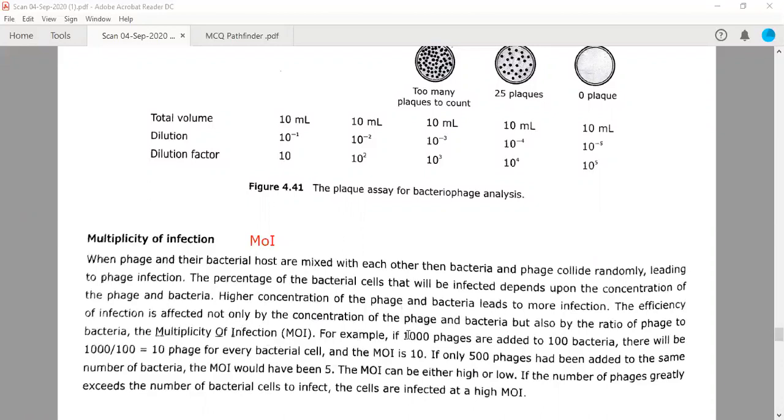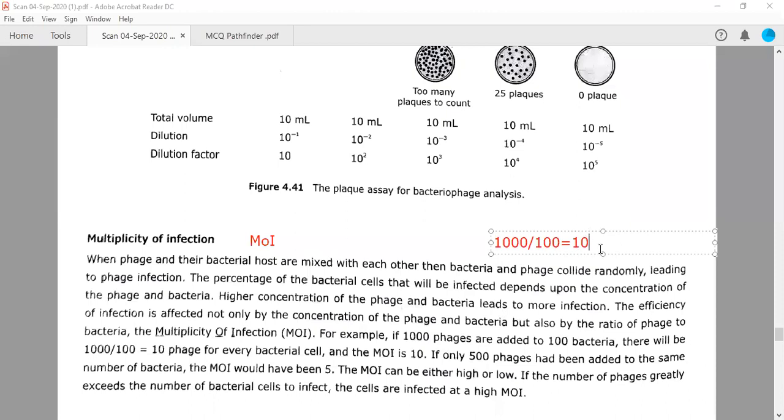For example, there are 1,000 viruses and you are adding 100 bacteria. Now if you divide, because I told you to keep viruses always above, 1,000 divided by 100 gives you 10 viral particles per bacterial cell. So 10 viral particles are going to infect a single bacterial cell, and the multiplicity of infection is said to be 10.